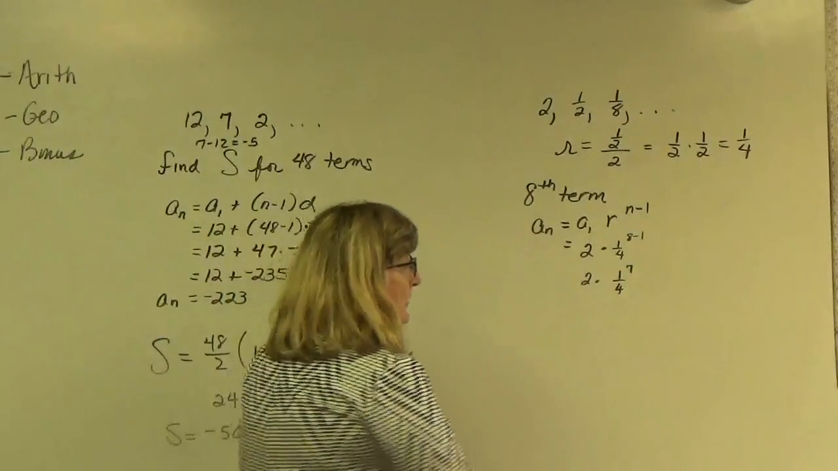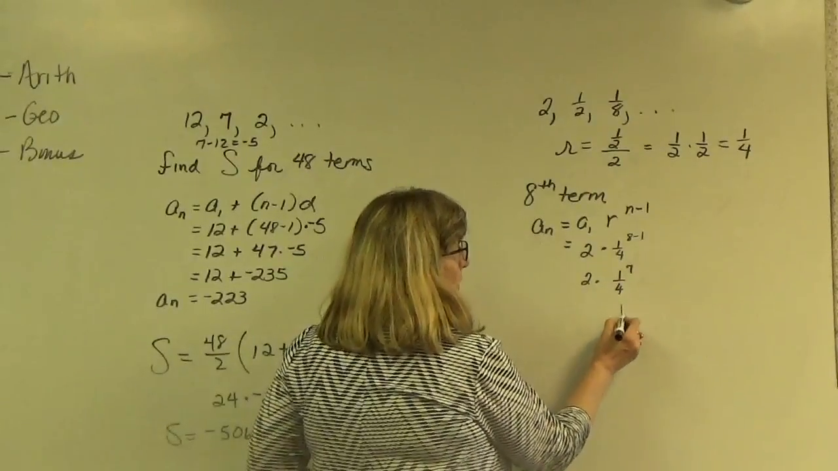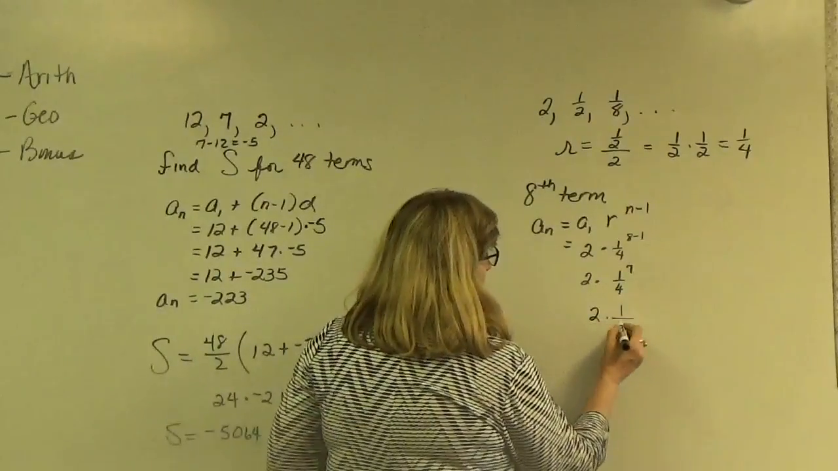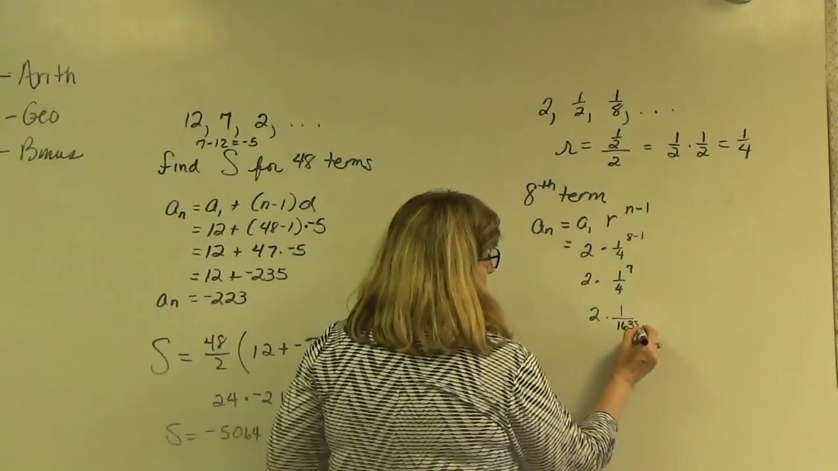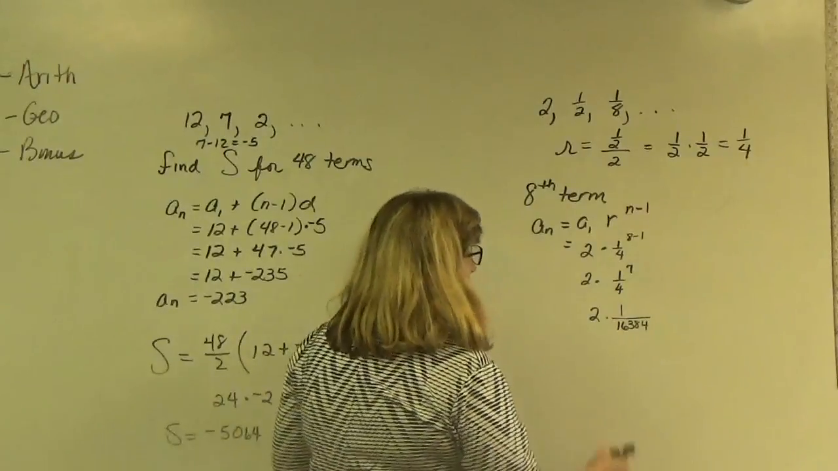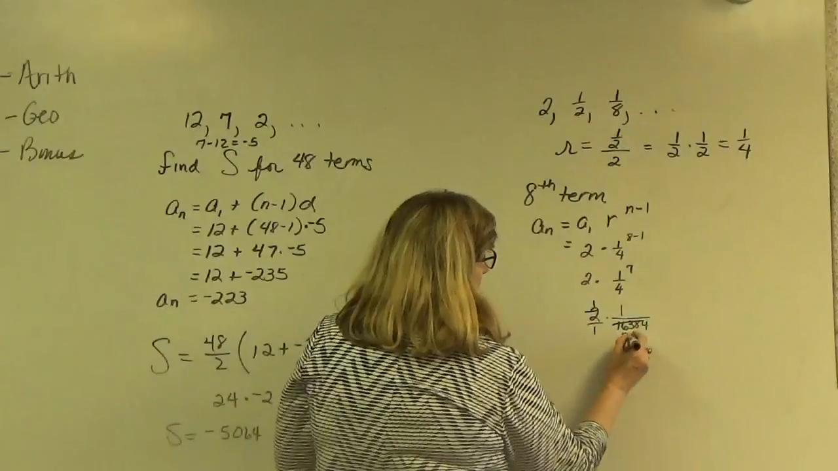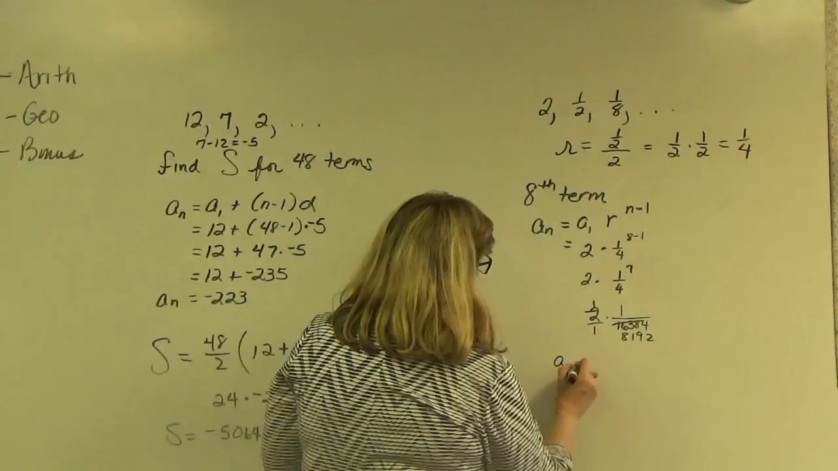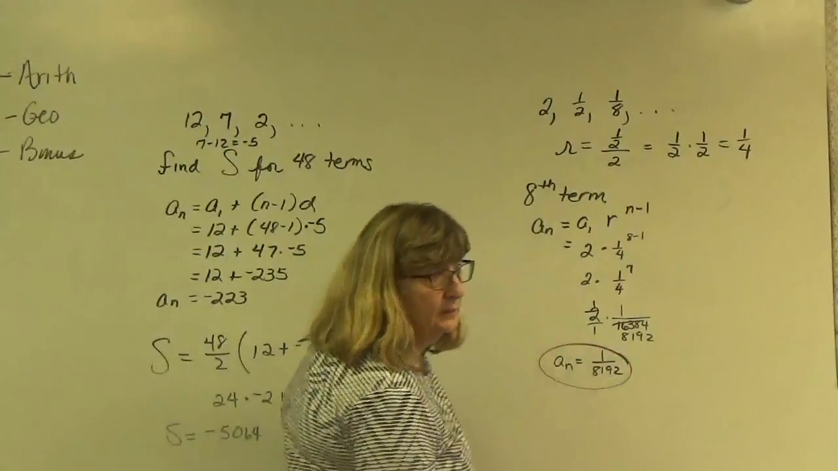Now, remember I said it's easier to work with fractions than decimals? So I'd say 1 to the 7th is 1, and 4 to the 7th, you guys are going to have to help me out. 4 to the 7th is 16,384. Okay, now we're taking that times 2, so can I reduce by 2? Cross cancel. So I'm going to get 1 over 8,192. So our answer, the last term, is 1/8192. Now that's by the formula.